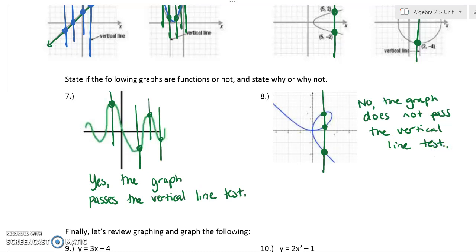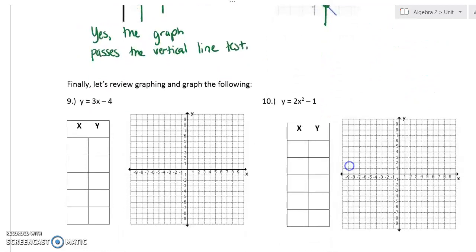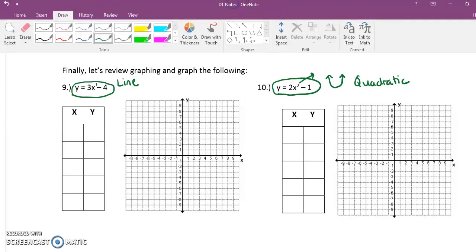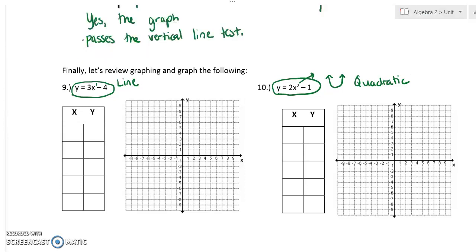All right. Let's look at a quick review. Finally, let's review graphing and graph the following. So here we have y equals 3x minus 4. Now, when I look at it, as soon as I see that the power is 1, I know that this is a line. In example 10, as soon as I see that little squared, I know that this is going to be a parabola, a quadratic. Having that shape is important to us because then it helps us figure out what the shape is going to look like or what I should be expecting.